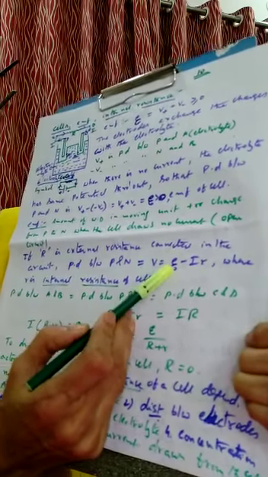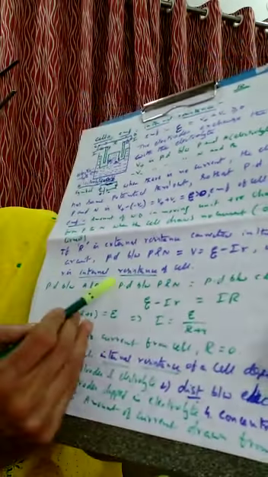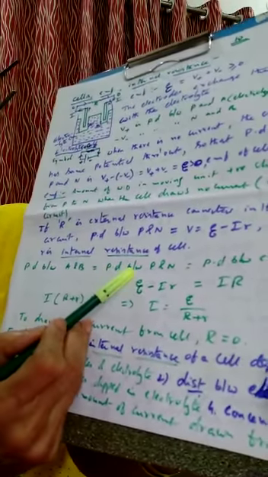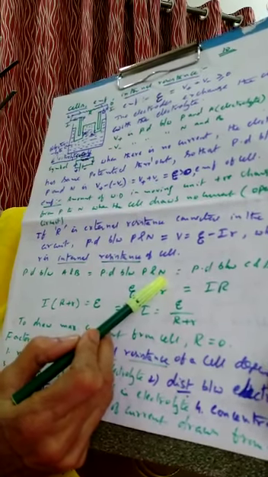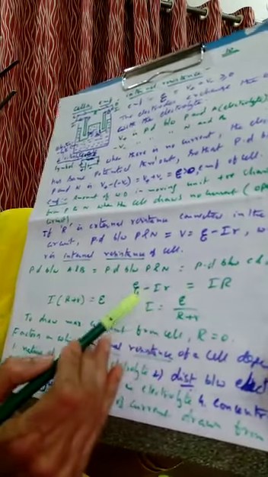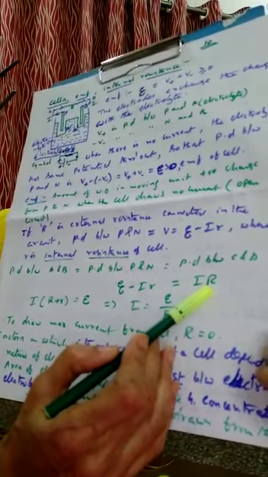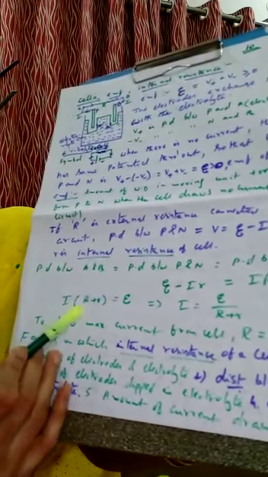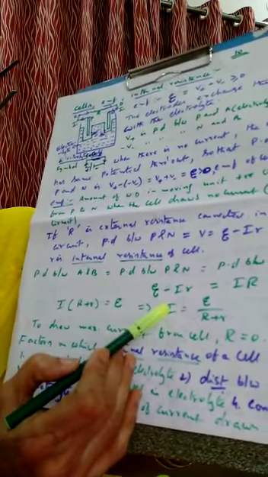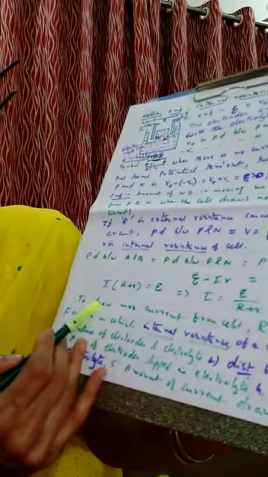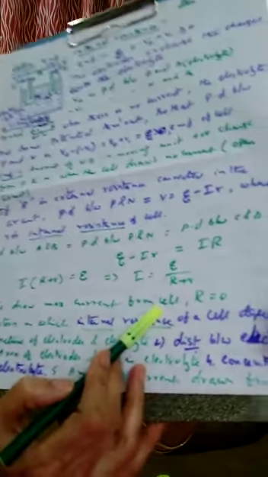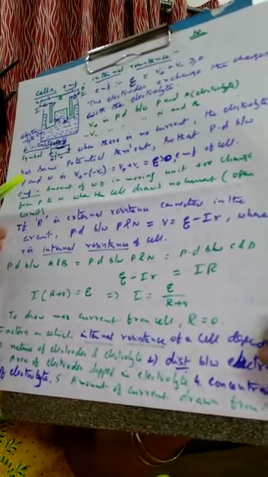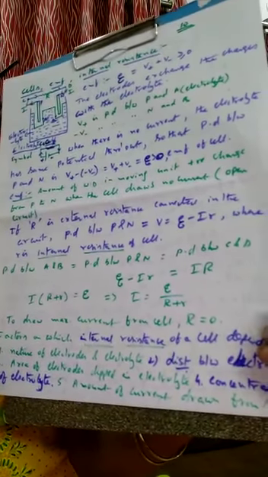So V is equal to E minus Ir, where r is the internal resistance of the cell here. So PD between A and B is equal to PD between P and N because they are connected in parallel. Also PD between C and D. So E minus Ir is equal to IR, or I into R plus r is equal to E, or I is equal to E upon R plus r here. So to draw the maximum current from the cell, R must be 0. When you don't connect the external resistance to the cell, you can draw the maximum amount of current from the cell here.